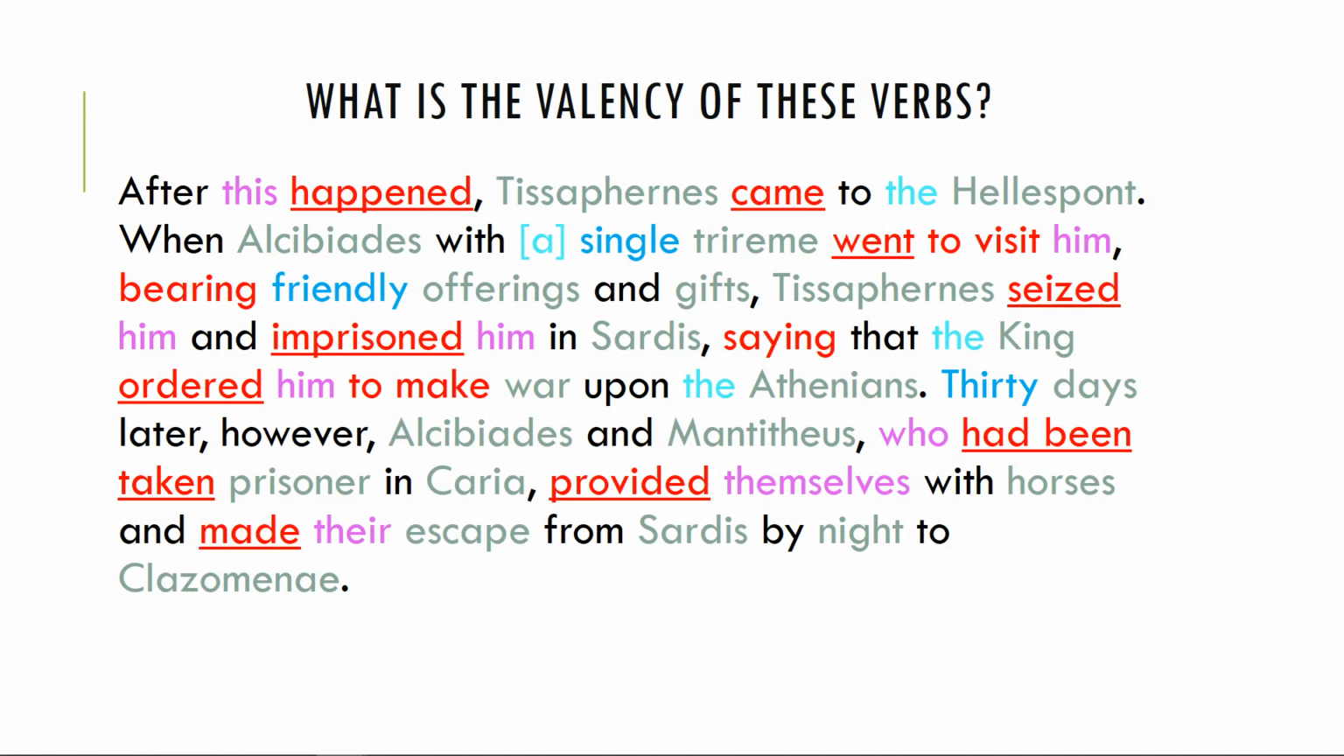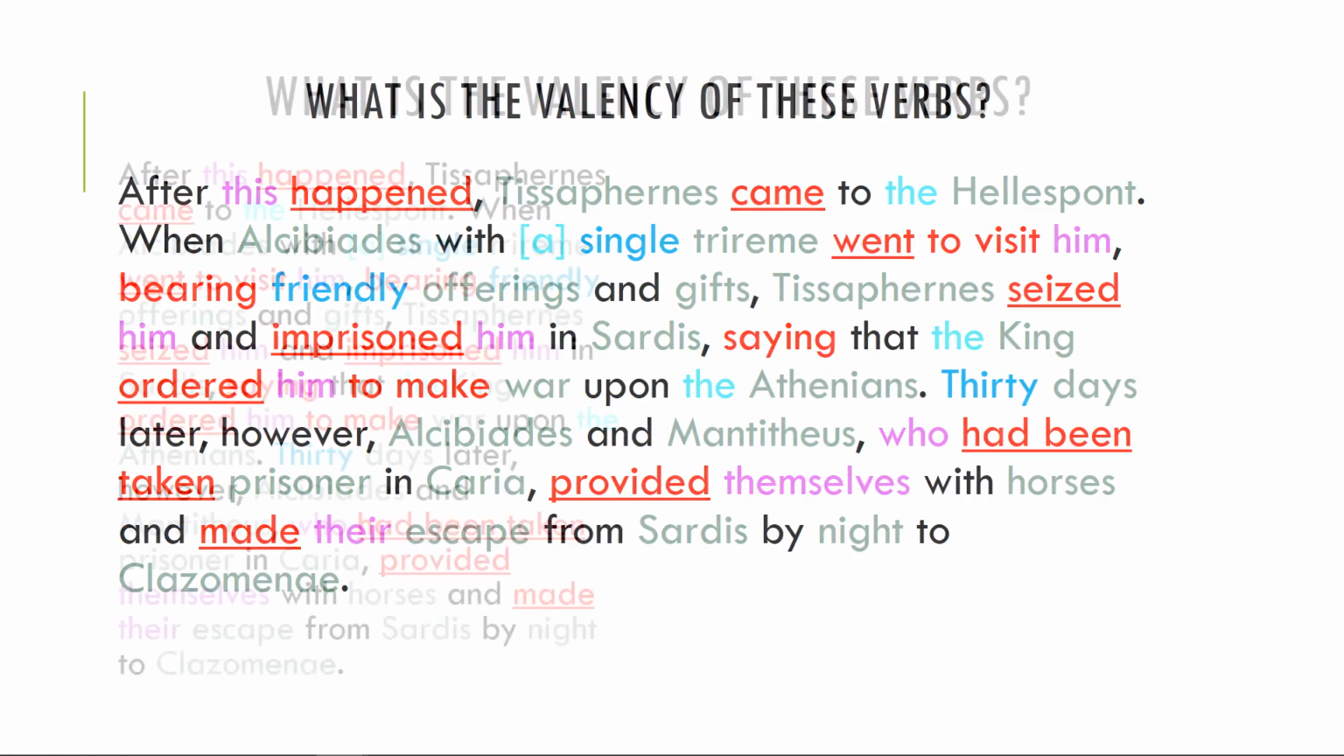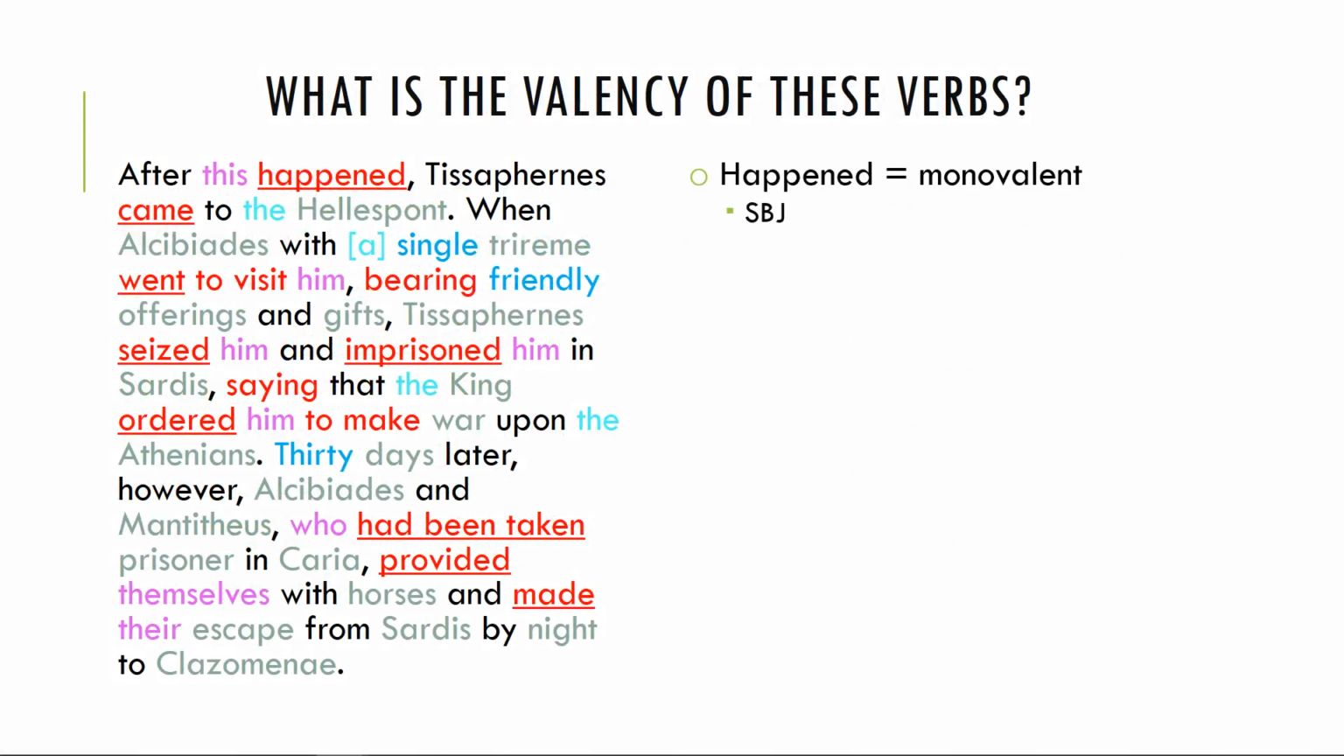So let's talk about the valency of the verbs in here. Look at each one and think about how many objects need to be associated with them. All right, so happened. Happened is monovalent. This happened, right? We have a subject. Came is bivalent. It has a subject and a place to which. You can't come without coming somewhere.